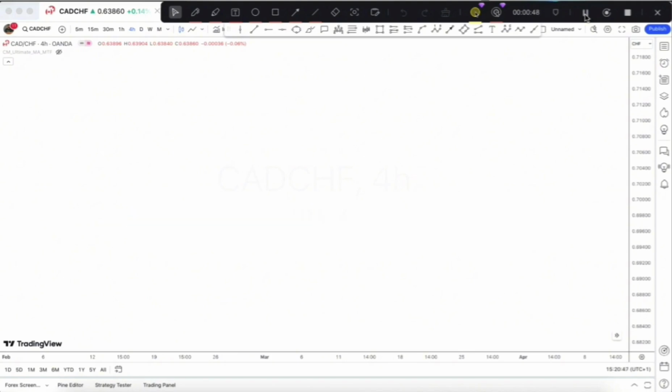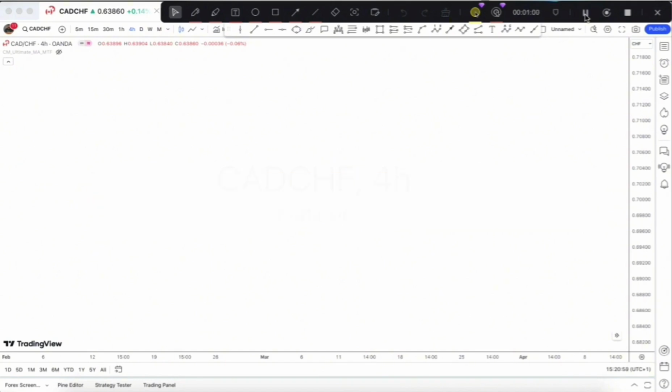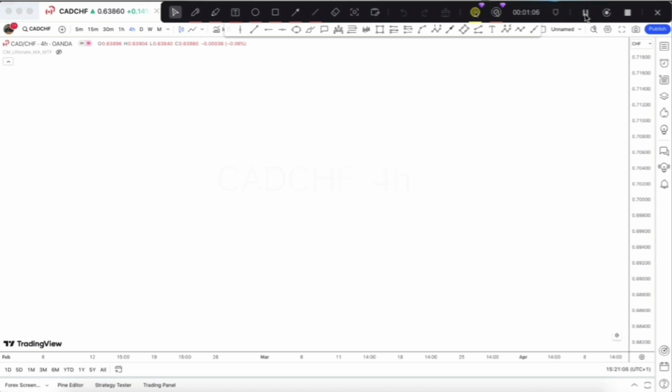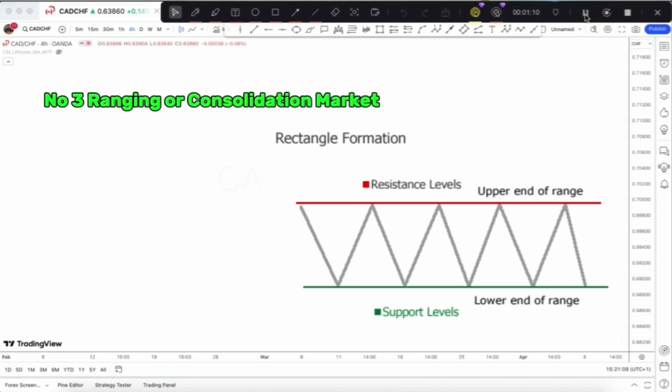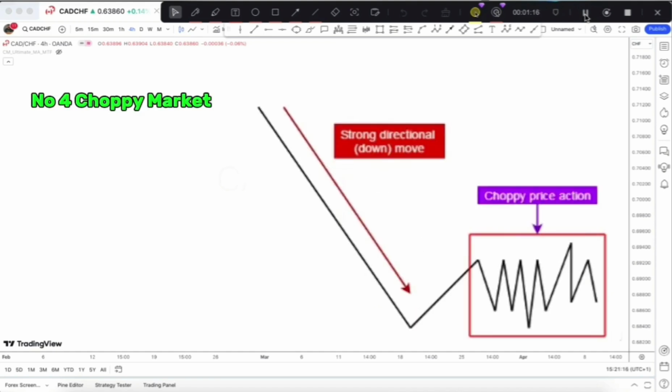Okay, so before we proceed, I would like to also give a tip on the directions that we have in the Forex market, right? We have about 4 different directions in the market. The first one is the uptrend, the second one is the downtrend, the third one is the ranging market, or it can also be called a consolidation market. The last one is the chopping market.